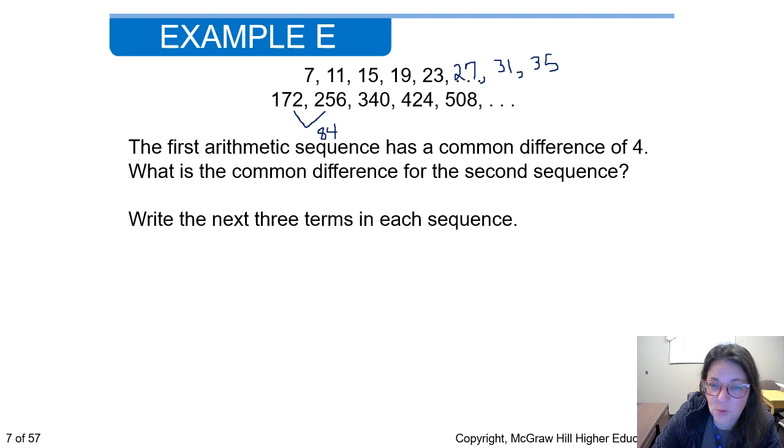Okay, for the second sequence, I need to subtract these. Okay, that's 84. And then I'm going to come over here, because it told me it was a common difference, I'm just going to come over here to the end and start adding 84. So this should be 592, and then add 84 and add 84 to get the next 2. That's a common difference.